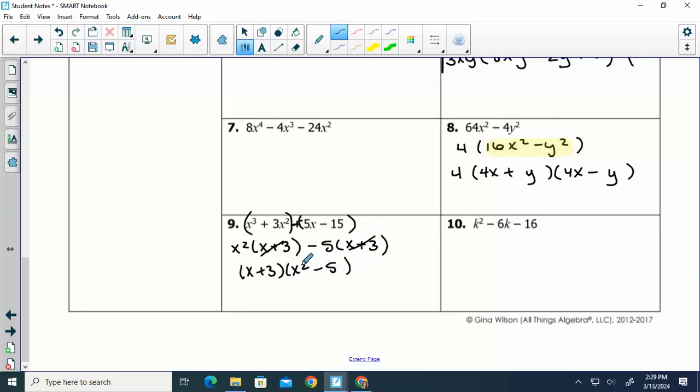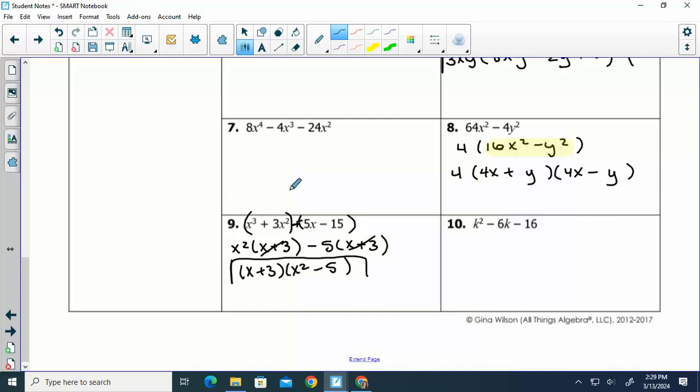Alright, double check. X squared is a perfect square. Is 5 a perfect square? No, so we don't have to go any further. But if it were x squared minus 25, could we break that down? Yes. Alright.